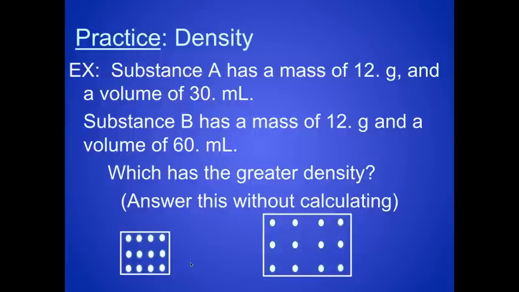Now if you were to do the math, it'd be grams divided by milliliters. 12 divided by 30 would be 0.4, and 12 divided by 60 would be 0.2. So 0.4 is greater than 0.2, so this is more dense. You can look at it conceptually: it's the same amount of stuff in less space. Or you could look at it from the perspective of a calculation: 0.4 is greater than 0.2.